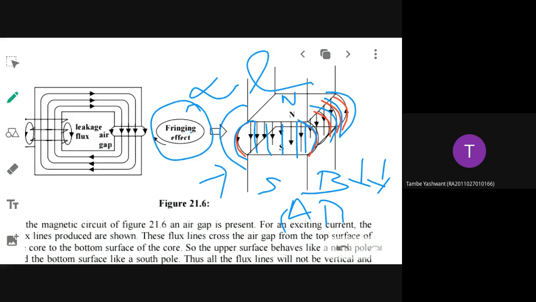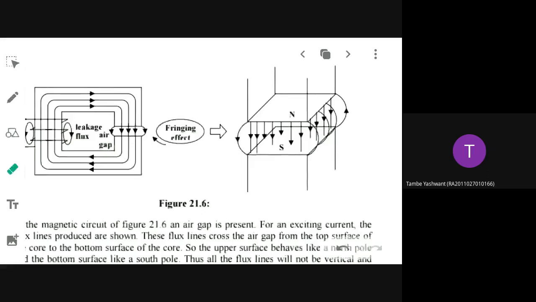So, now you understood the two phenomena, that is leakage flux and fringing. Yes, ma'am. So, what do you mean by that leakage flux? Ma'am, the flux which passes through the core is called as leakage flux. Again, you tell me. I think you have done the definition wrong. Ma'am, what is leakage flux? The flux which deviates from its path.